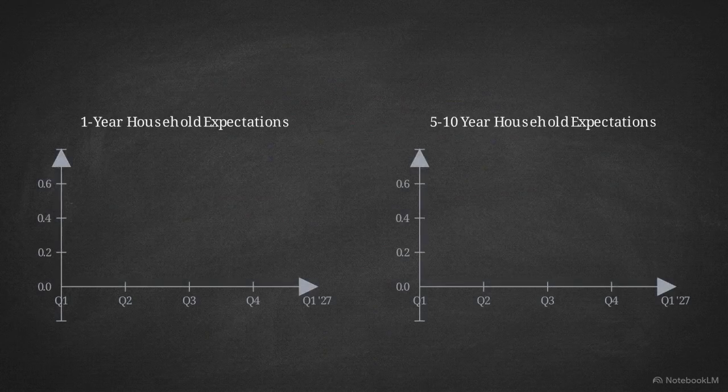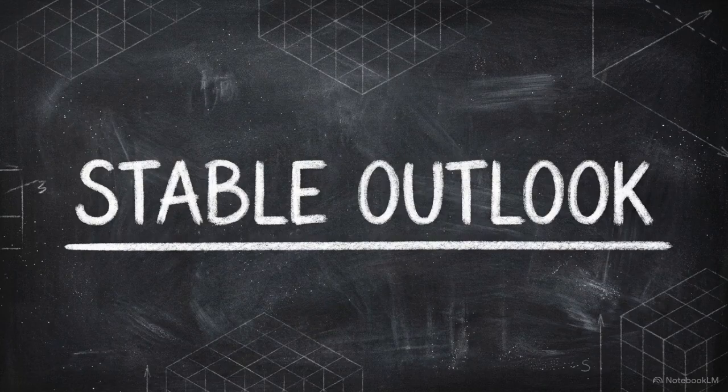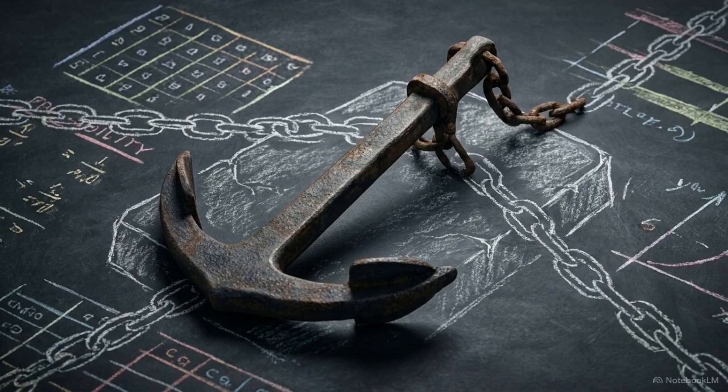This chart shows consumer outlook projections. Under the stress of the 3-quarter outage, 1-year expectations rise by only 0.61 percentage points before decaying. Moving to the 5 to 10-year horizon, the trend line tells a more important story. It is effectively flat. Across modeled scenarios, the absolute maximum increase in long-run expectations is a negligible 0.09 percentage points. The data confirms that long-term consumer expectations remain firmly anchored.